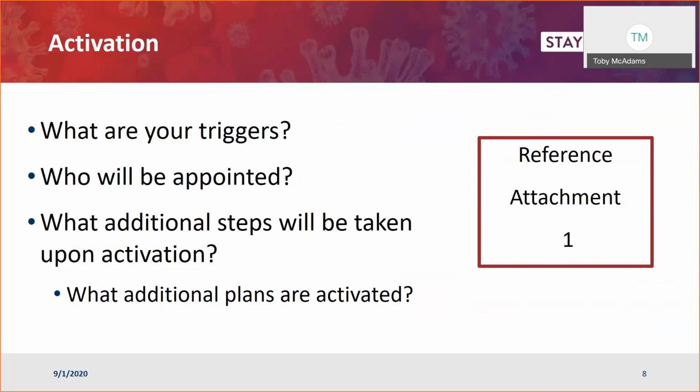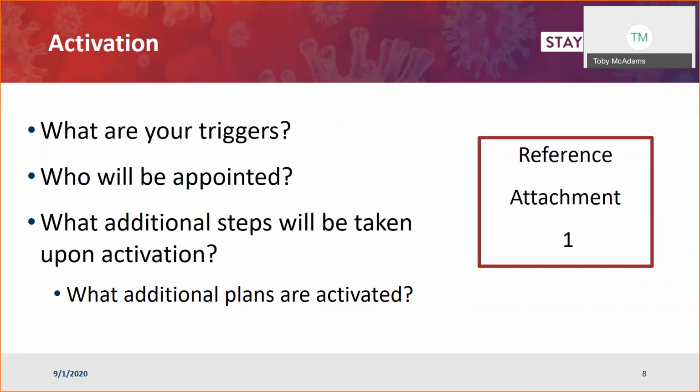You might consider activating other plans. So if you're in the thick of a response, you're definitely going to be activating a communications plan, as an example. But in light of a testing plan, how might that differ with your communications plan? Will there be an extra section in there that's specific to testing that you will want to activate?